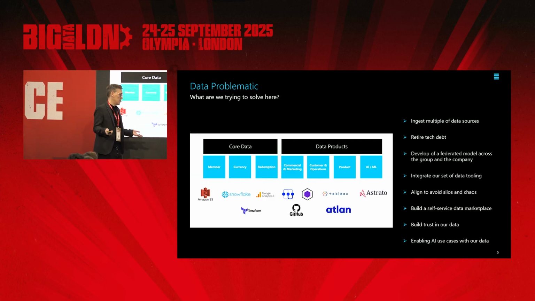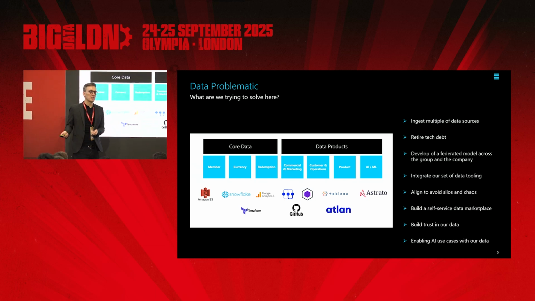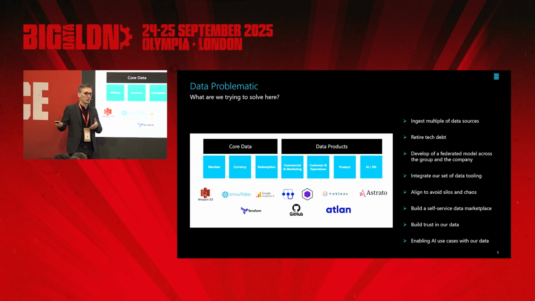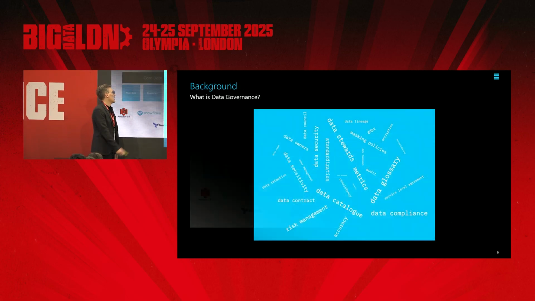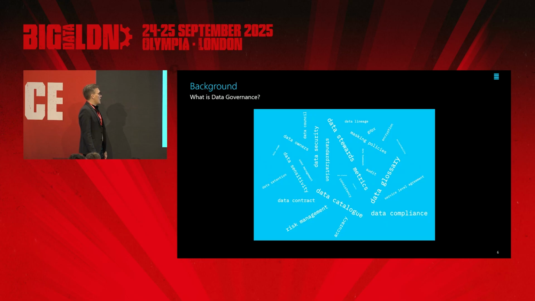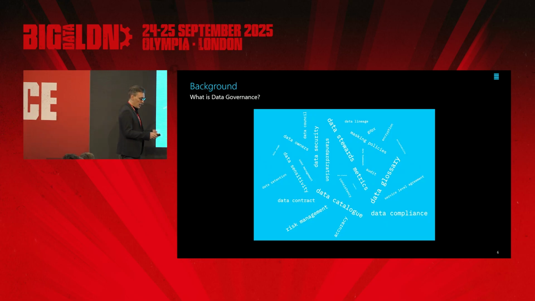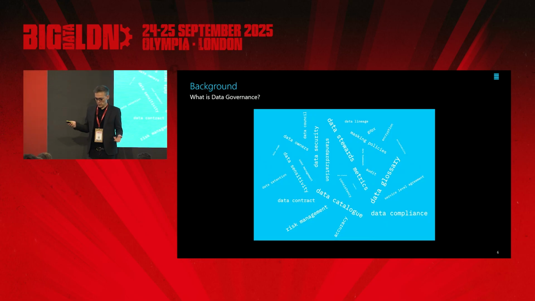Spoiler alert: your AI is only going to be as good as your data. If you do not manage your data in a correct way, your AI is going to be in the same shape as your data. So, I started my role as head of data governance at Loyalty two years ago.